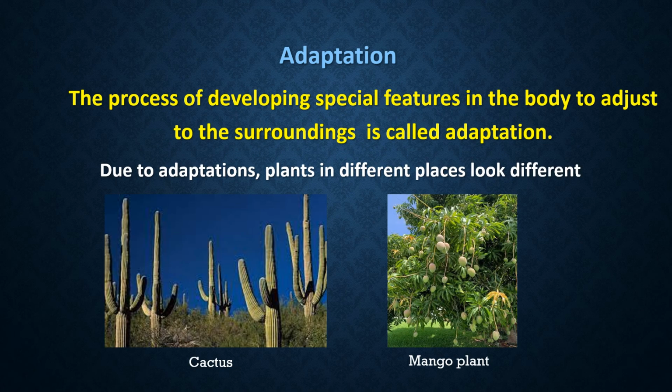What is adaptation? The process of developing special features in the body to adjust to the surroundings is called adaptation. Due to adaptations, plants in different places look different. For example, cactus plants can survive in the desert region because they can store water, but mango plants cannot. That is why we do not see mango plants in a desert.